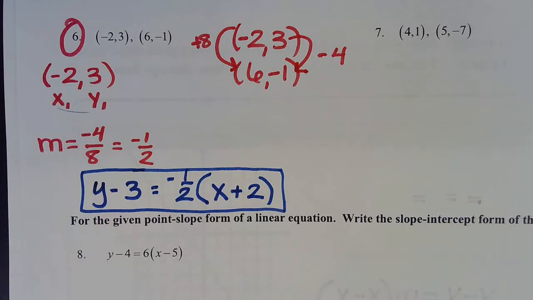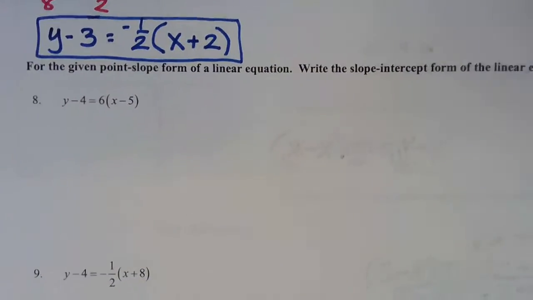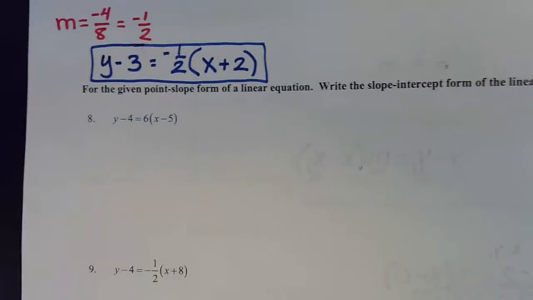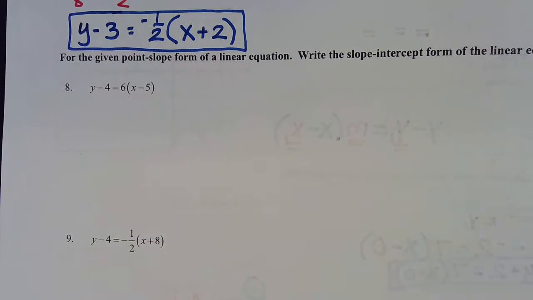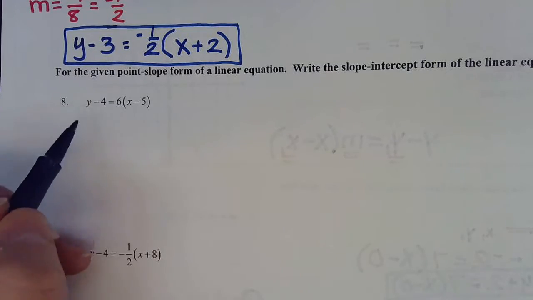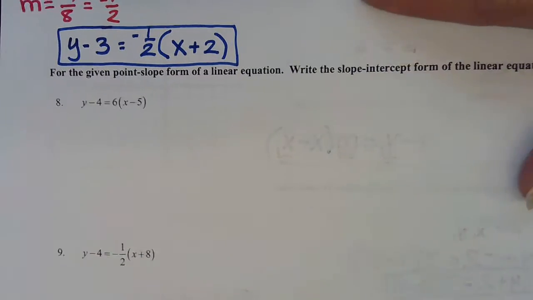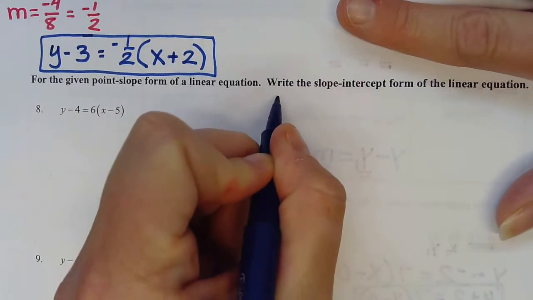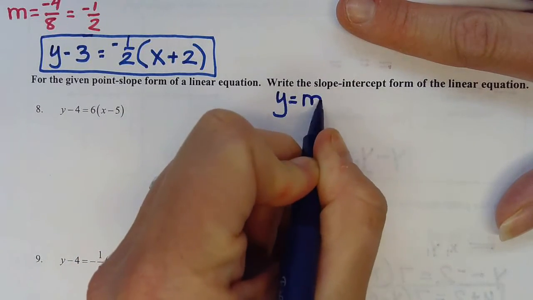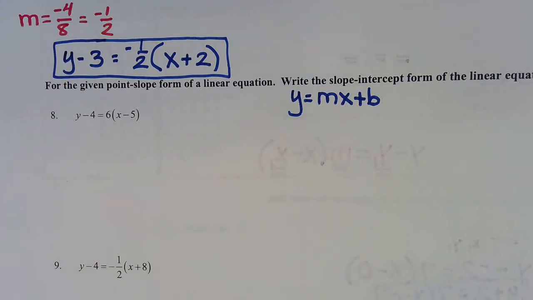Okay, last thing for today is number 8. For number 8, it says for the given point slope form of an equation, write the slope intercept form. So this is point slope form. They ultimately want you to get it into y equals mx plus b form. So they basically want you to solve for y.